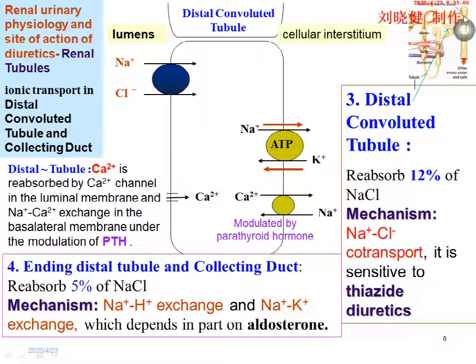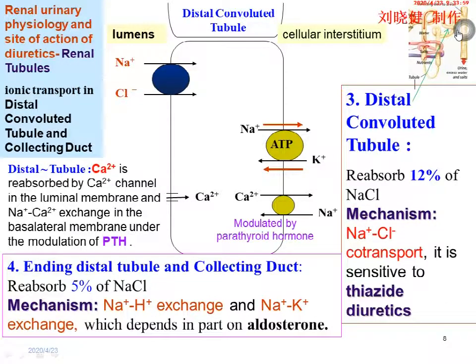Now the late distal tubule and collecting duct. This segment reabsorbs 5% of sodium chloride, and the mechanism depends on the sodium-hydrogen exchange and sodium-potassium exchange. This process depends in part on aldosterone. So some drugs may work as aldosterone receptor antagonists. They can inhibit this reabsorption process. And some drugs may also just inhibit this exchange. They also have a relatively weak diuretic effect, because here just 5% of sodium chloride is reabsorbed. Are you clear now?